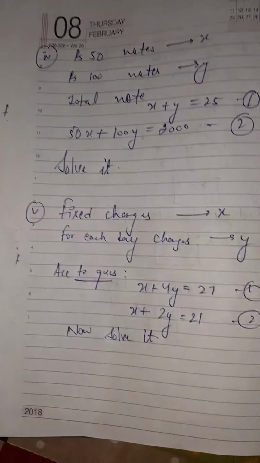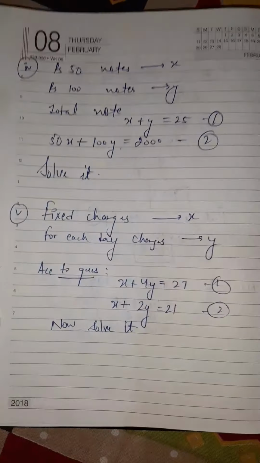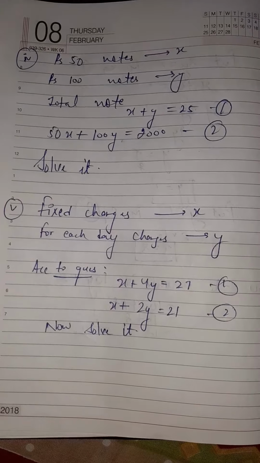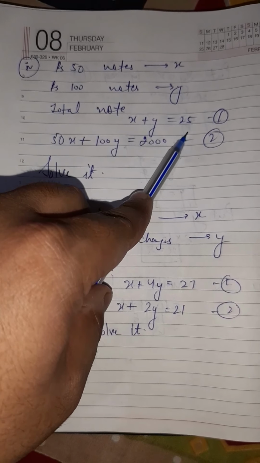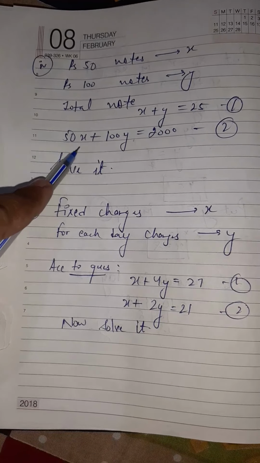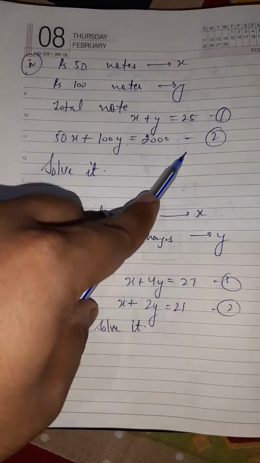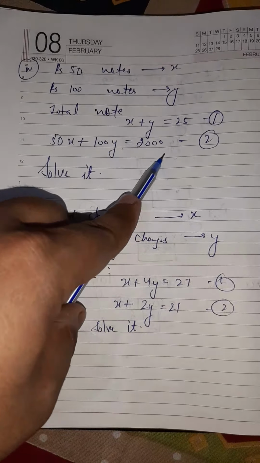The last question, I'm giving you in short, do it on your own. There are two kinds of notes, 50 rupee notes and 100 rupee notes. Let the 50 rupee notes be x, 100 rupee notes be y. Total notes she is having, x plus y is 25. 50 rupee notes are 50x, 100 rupee notes are 100y. The total currency was 2000. Now solve both the equations.